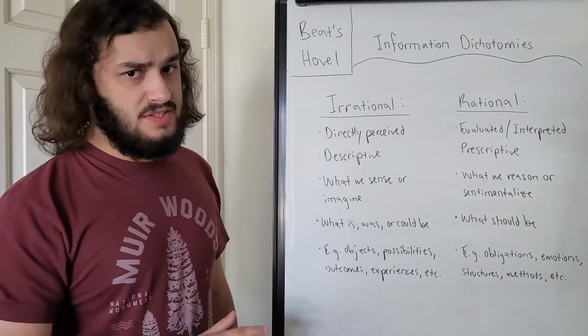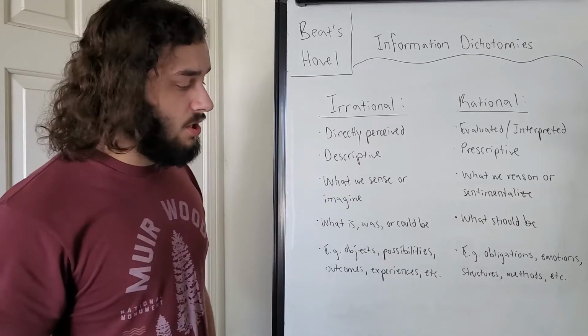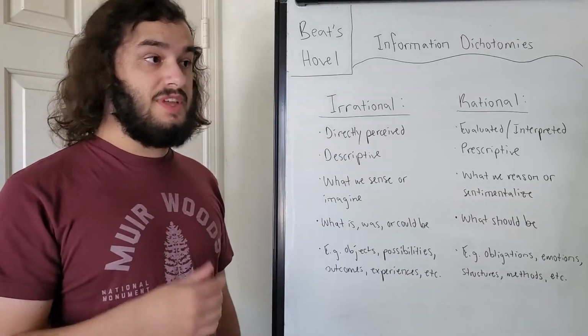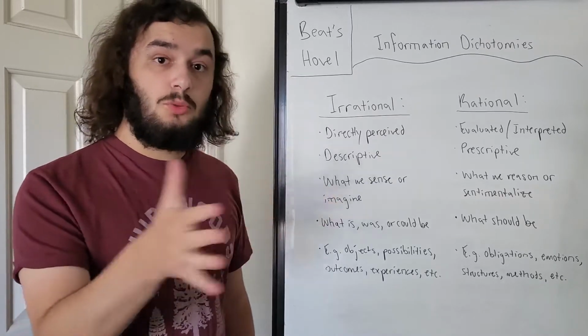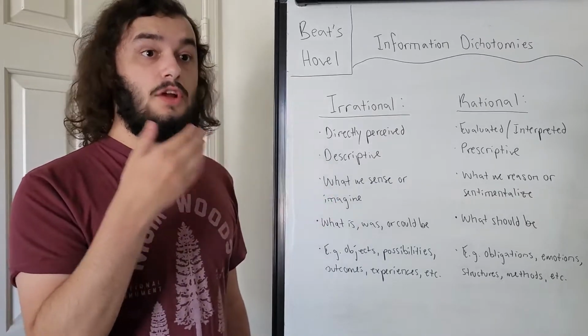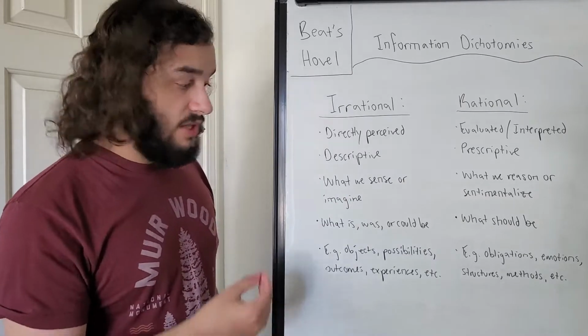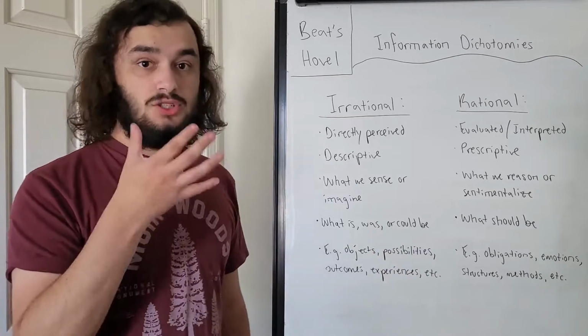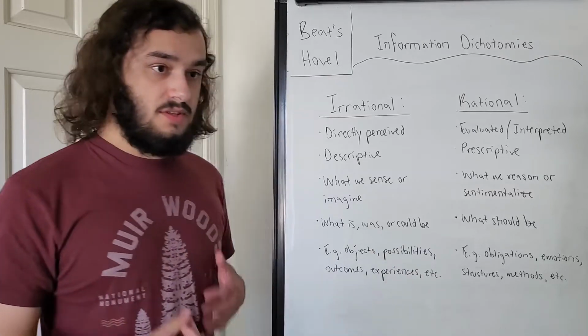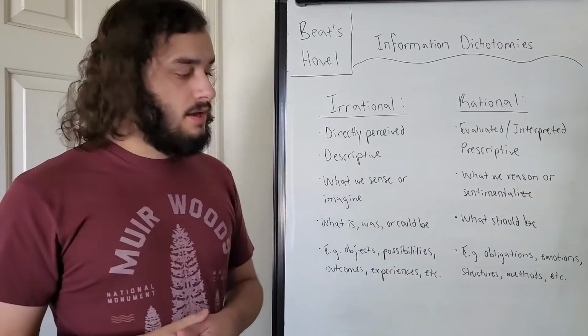And then I just have some examples here to get your mind going. Objects are irrational, they just exist. Possibilities, we can see the potential possibilities, those are just things that could exist, like what could be, the example there. Outcomes, things that actually happen. Experiences, things that happen to us, and etc.